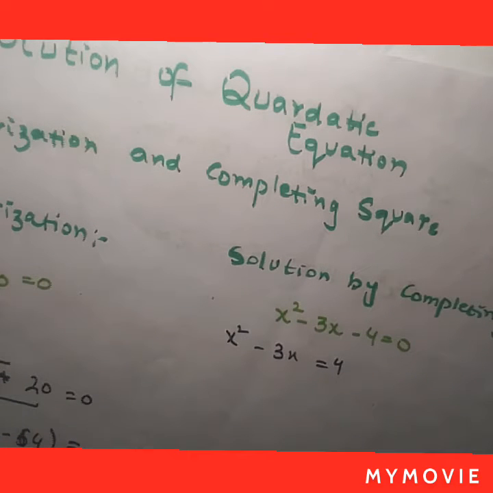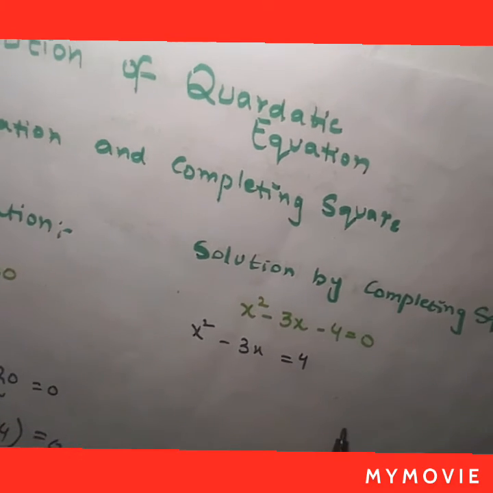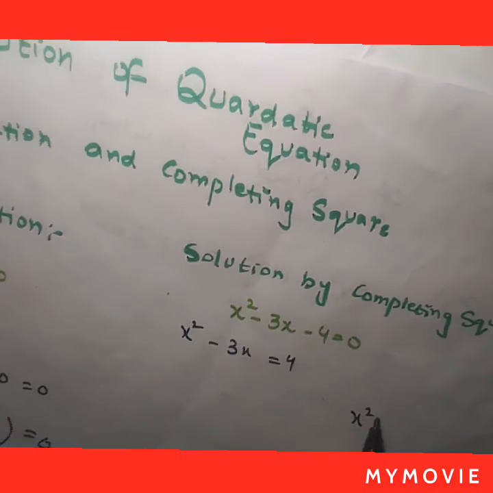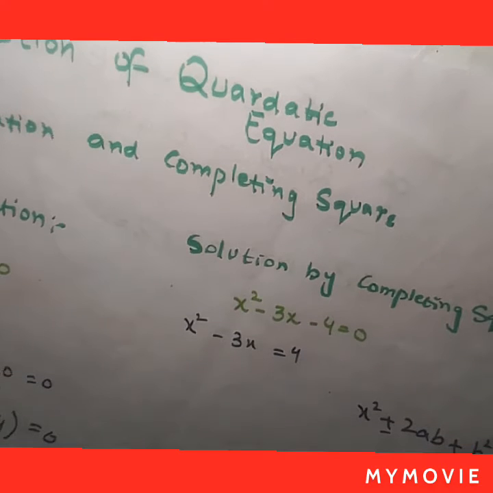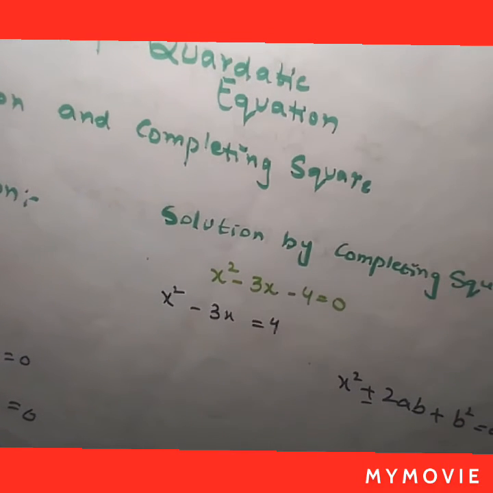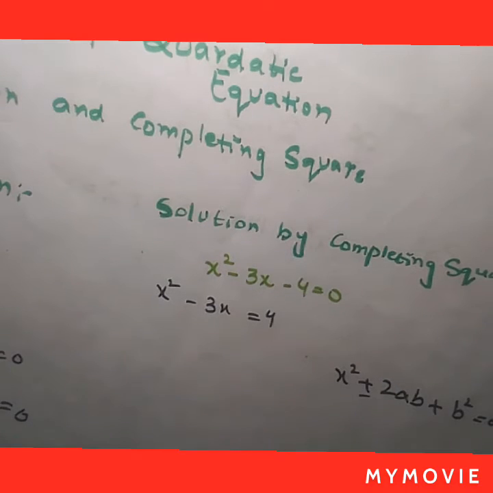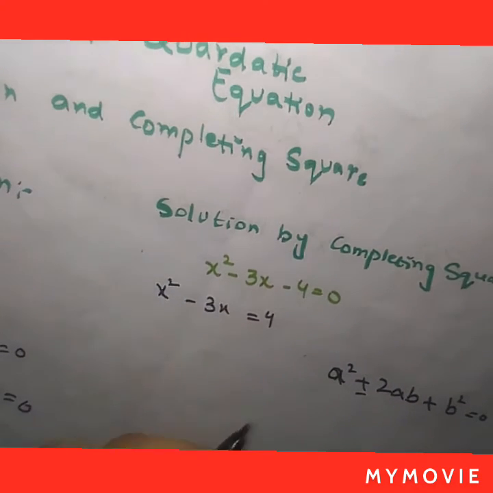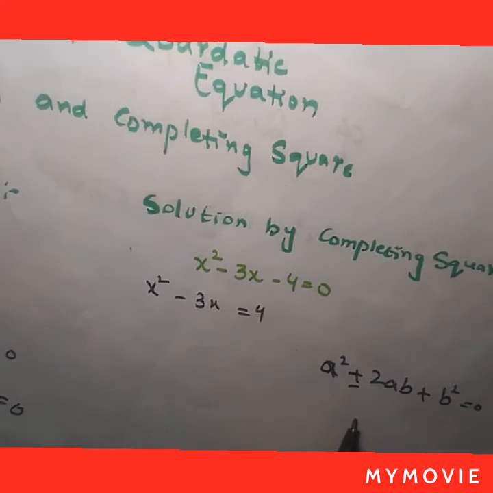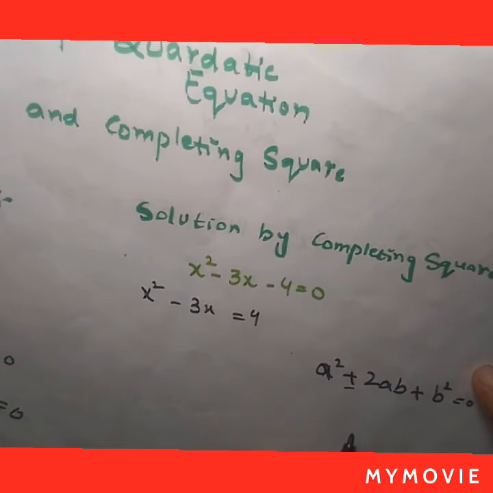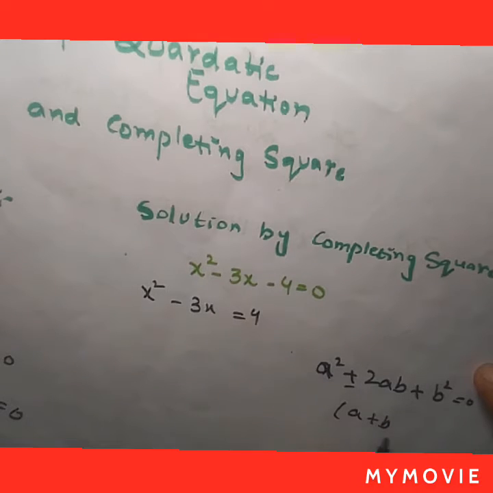The main theme of completing the square is to make the equation look like x square plus 2ab, or minus 2ab according to your ease, plus b square is equal to 0. To make the equation like that, we know that in this equation, oh sorry, this is a; if you are choosing x and y, then it is different. Now, in this equation, you know that it's the formula for (a plus b) whole square.